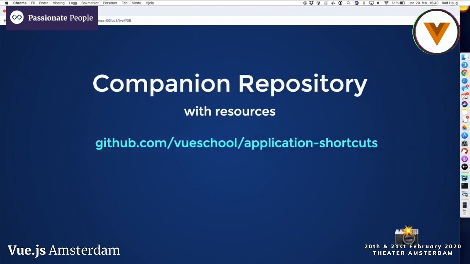So the companion repository will be available at github.com/viewschool/application shortcuts. Take a picture of this. I have one disclaimer. I cheated a bit on the last one. I don't use the renderless event component that we created because I needed so many listeners that I decided to use the composition API. But that's good for you because you're experts in the composition API now, after Greg's talk, Thorsten's talk, and so on, and also Philip's. So that's easy peasy for you.